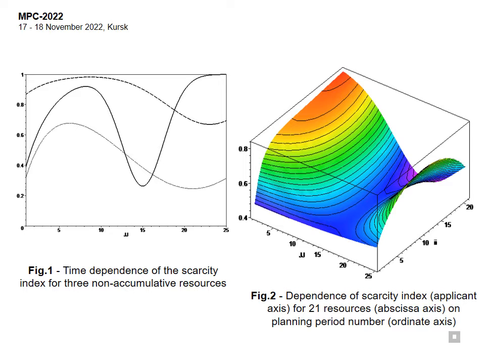In Figure 2, the resources are ordered by the degree of scarcity at the time of the construction start. The step of the equal index lines is D. You can clearly see the area of poor resource utilization at the beginning of the planning period and the areas of resource maneuver capability for the majority of the resources.